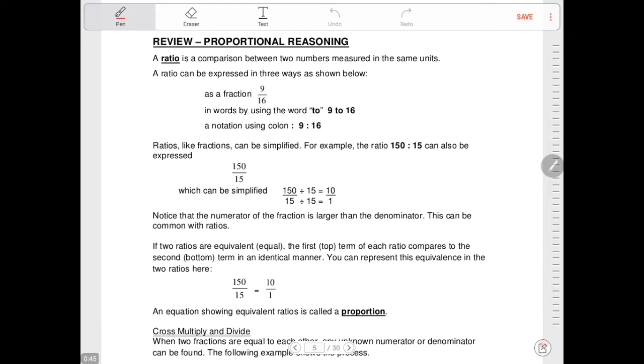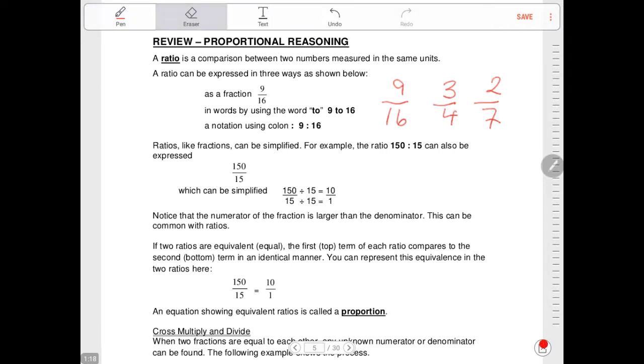So you have at the very top here, a ratio is a comparison between two numbers measured in the same units. A ratio can be expressed in three ways as shown below. You can have a fraction, 9 over 16, in words by saying 9 to 16, or colon, 9:16. Typically in this course, we're going to be using the fraction form, 9 over 16, or 3 over 4, or 2 over 7, etc.